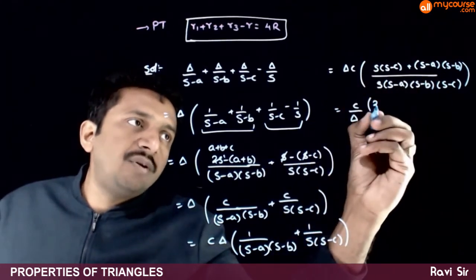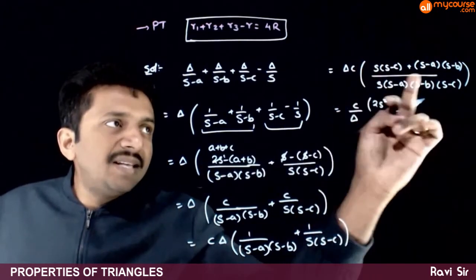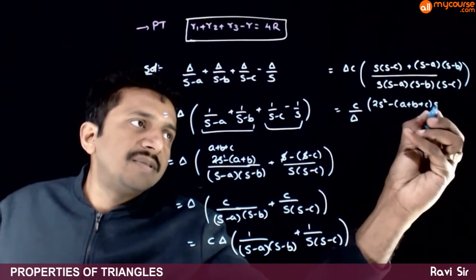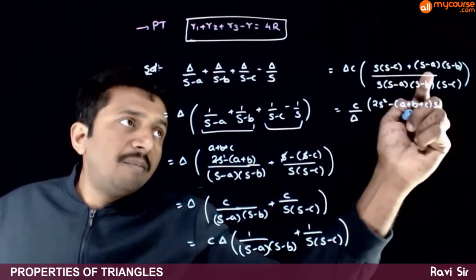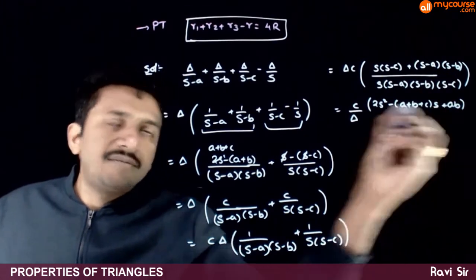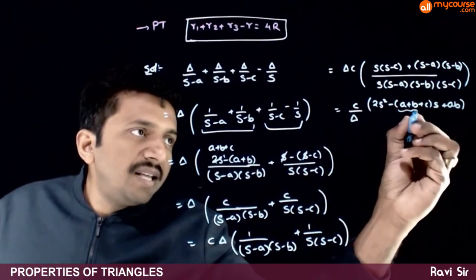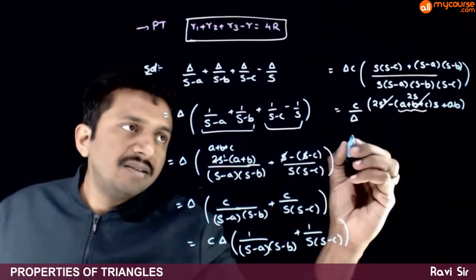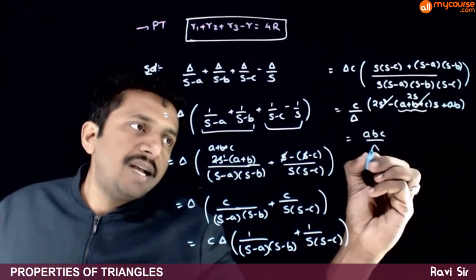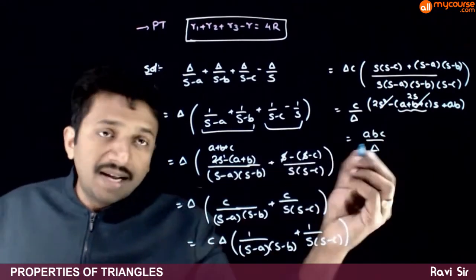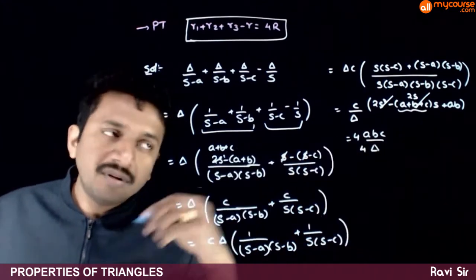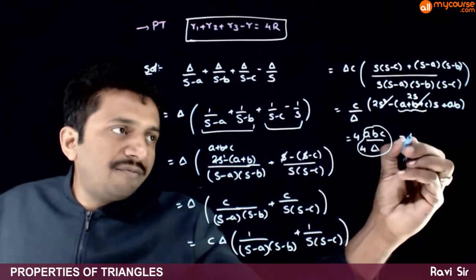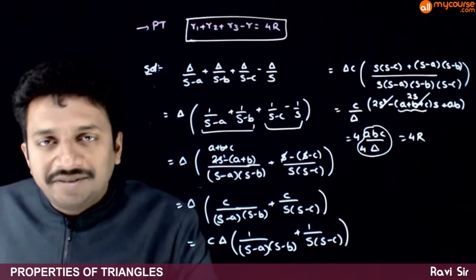S square plus S square, you have 2S square minus CS minus AS minus BS, that is minus of (A plus B plus C) times S, plus AB. So these are the terms that you have. And A plus B plus C is nothing but 2S. So you get 2S square minus 2S square. These two terms are getting cancelled. So you're getting ABC by delta. And I can write this as into 4 by 4. And ABC by 4 delta is nothing but capital R. So you get 4 times capital R, which is the RHS.